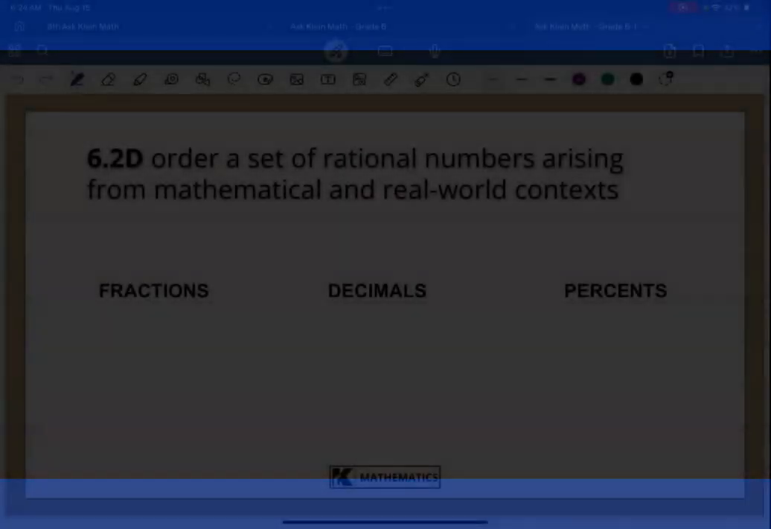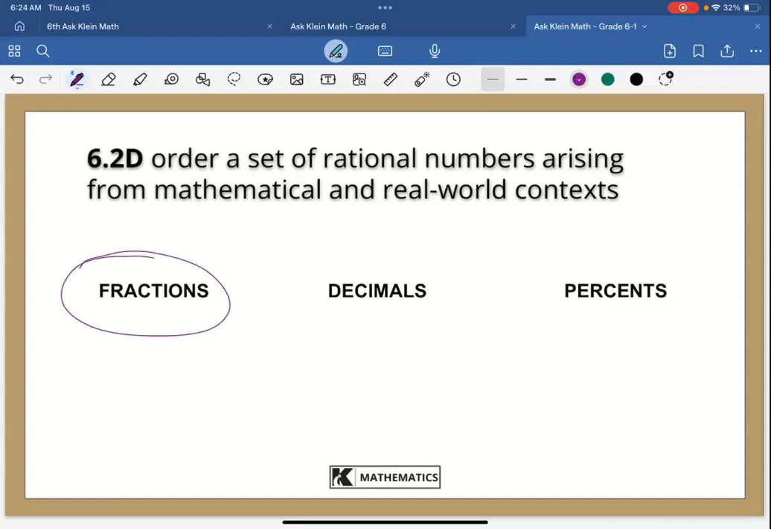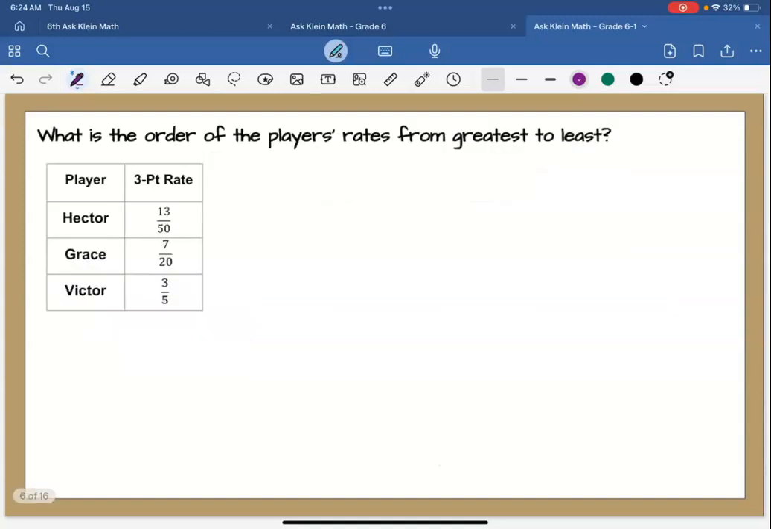In this video, we're going to look at how we can order sets of rational numbers in different contexts. In particular, we're going to look at fractions. Rational numbers can include fractions, decimals, or percents, but in this problem, we're only going to focus on ordering fractions. So what is the order of the players' rates from greatest to least?